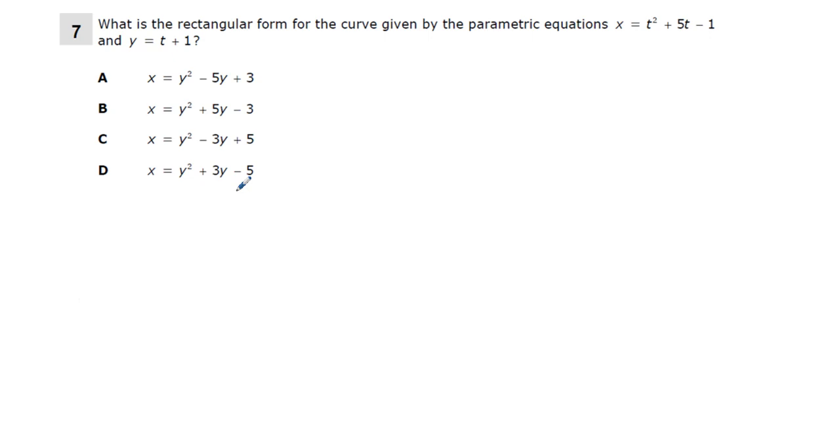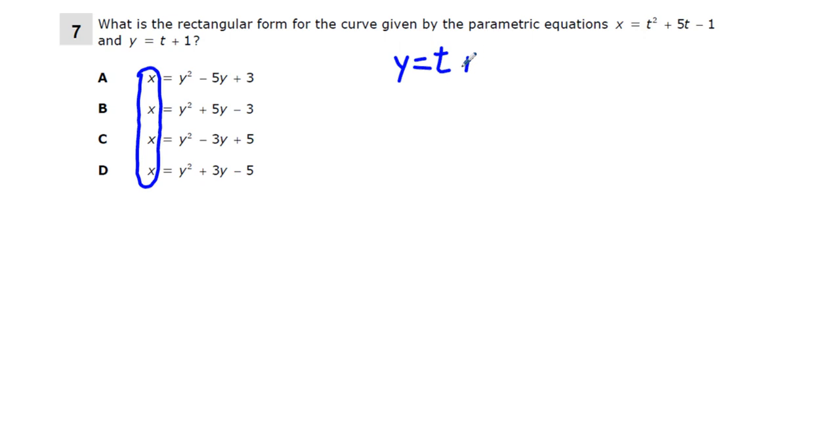7. What is rectangular form for the curve given by parametric equations? x equals t squared plus 5t minus 1 and y equals t plus 1. Well, here our answer choices are all given in terms of y. So in class, what we did, just about all the time, is we solved for x first and then substituted in for y. Here, we're going to solve for t.